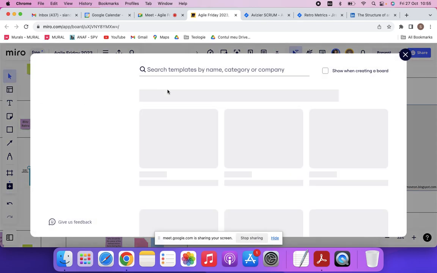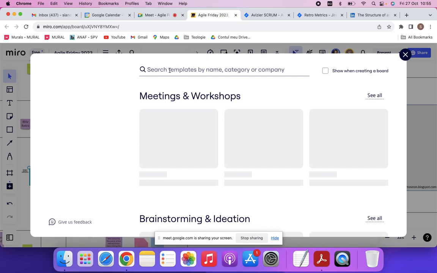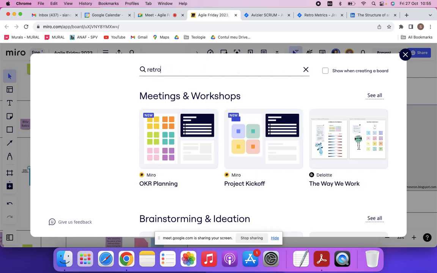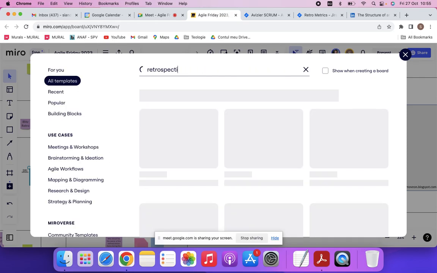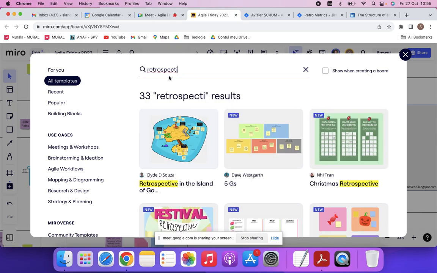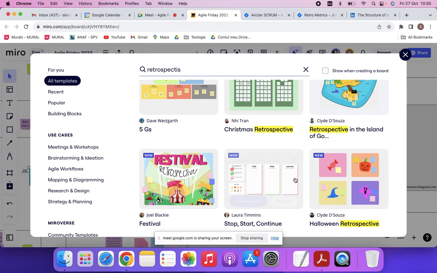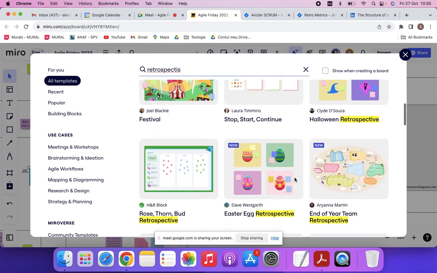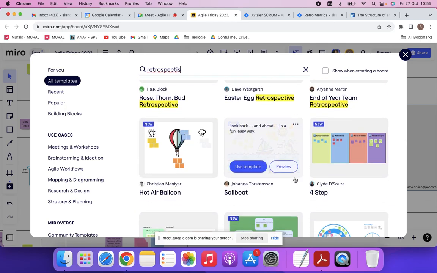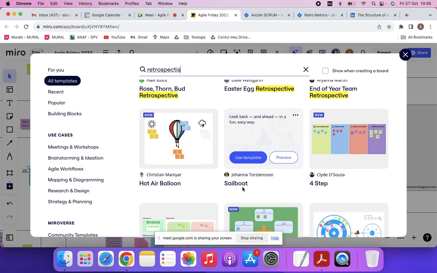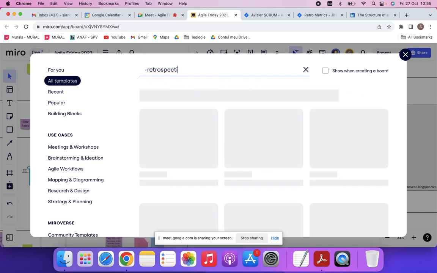But yeah, it's the tool that I use. They have a lot of templates. Is there any limit for Miro? I think Miro allows us to use, what can I say, limited boards.